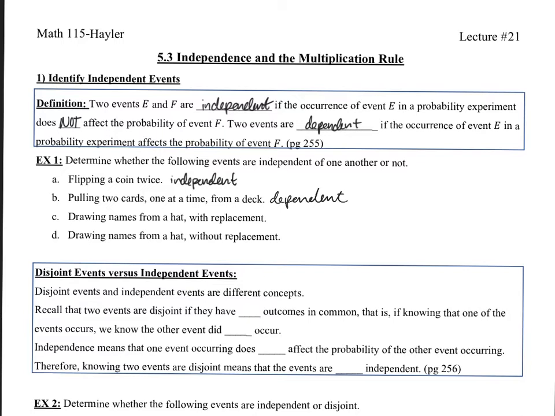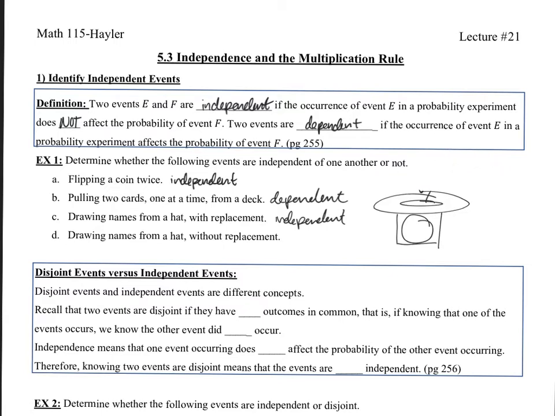Now let's see, drawing names from a hat with replacement. So let's say I have a top hat. I pull out a name, I read it off, then I stuff that name back in, shuffle it around, and pull a new name. Well, actually, there is no effect. Because I put it back in, the probability of picking each of the items is exactly the same. So this one is actually going to be independent. When I pulled the first one and I replaced it, it doesn't change the probability of picking the second one.